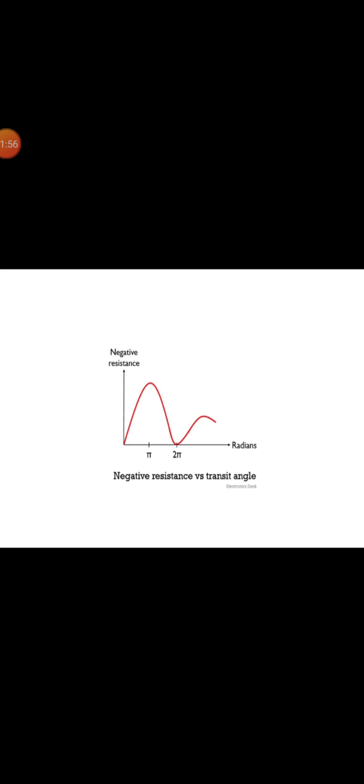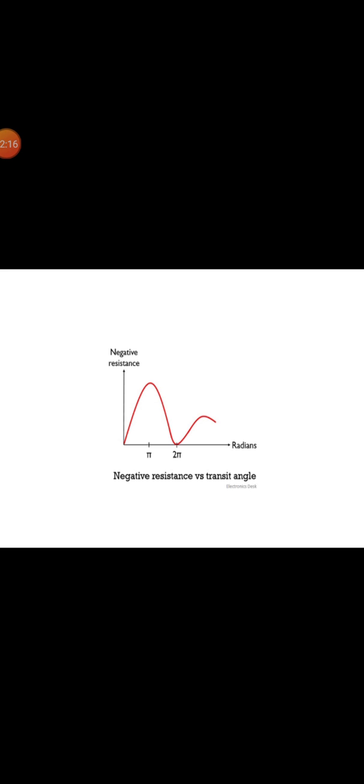This graph shows that maximum resistance is offered at theta equal to pi, and above pi, the resistance decreases rapidly. And the operating frequency around the pi transit angle is f = 1/2τ, and f = Vd/2L, where τ is the transit time, Vd is the drift velocity and L is the drift length.